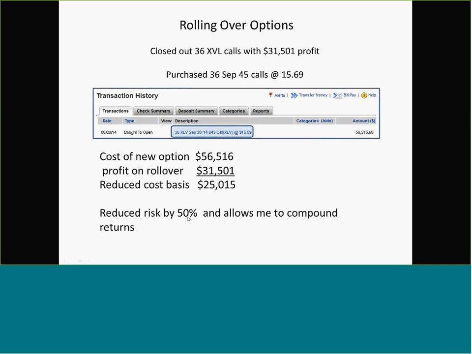So again, the cost of the new option was $56,000. I rolled over $31,000 in profits. The new cost basis is $25,000.